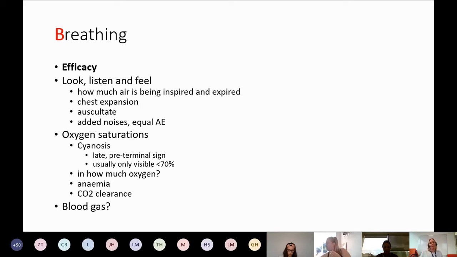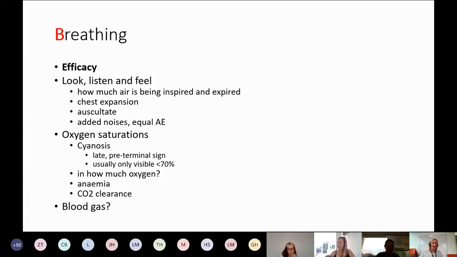So we want to know how much air is being inspired and expired. So what are their tidal volumes? Are they getting a good amount of air in and out when they're taking breaths? We can do that by looking at their chest expansion from the end of the bed. As I say, that doesn't necessarily mean the amount of air they're getting in. Sometimes it's the effort they're putting into it. You can listen, auscultate, get your stethoscope out and listen to how much air is going in and out.